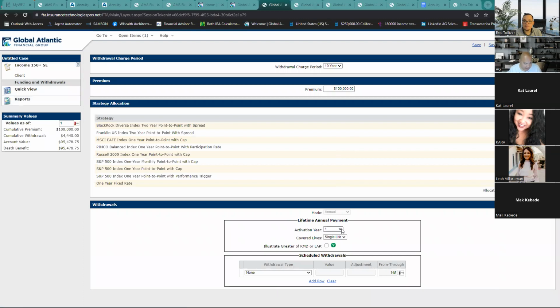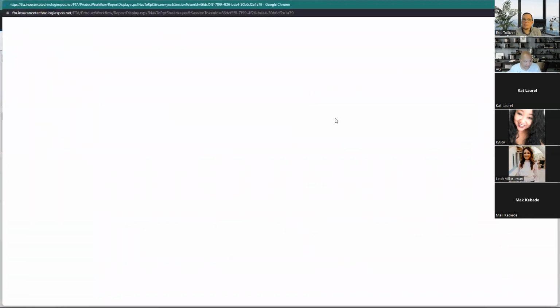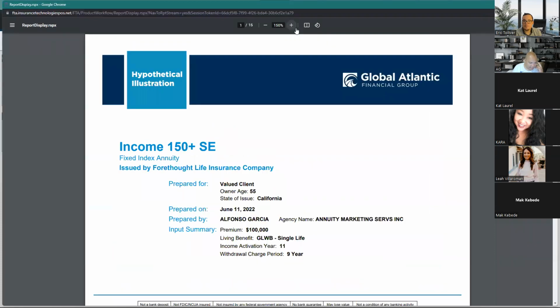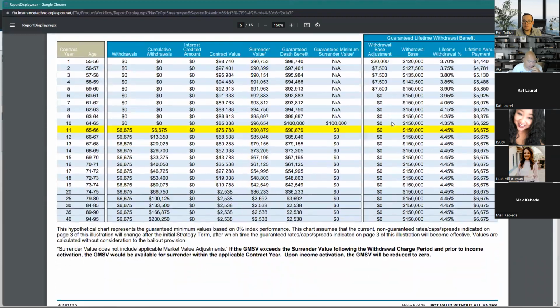So what I did was I put activation here year 1. I'll put this activation year 11. So when this guy turns 65 or 67 years old, his income rider will be activated. By the way, that income rider can be activated at any time, but I wanted you guys to see what I was talking about a while ago.